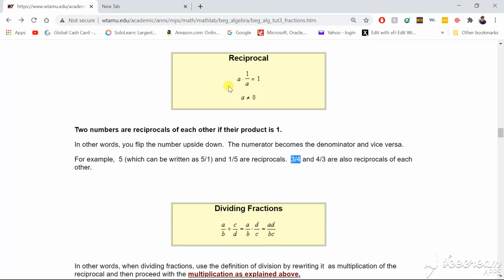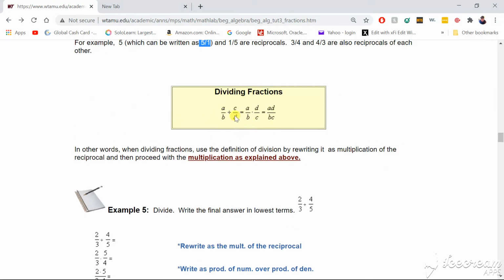Alright, so 5 is A, and 1 over 5 is equal to 1. Okay, so if you have a whole number like 5, then 5 over 1 is a fraction, and it is the same thing as the whole number 5. Whole number 5 is the same thing as 5 over 1. And when you see an example, it'll be a lot easier to explain.